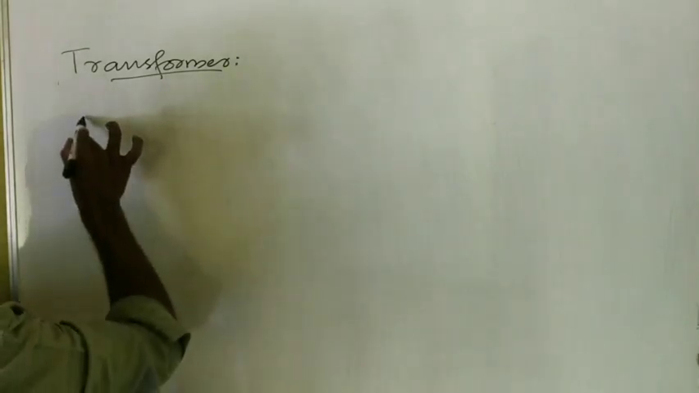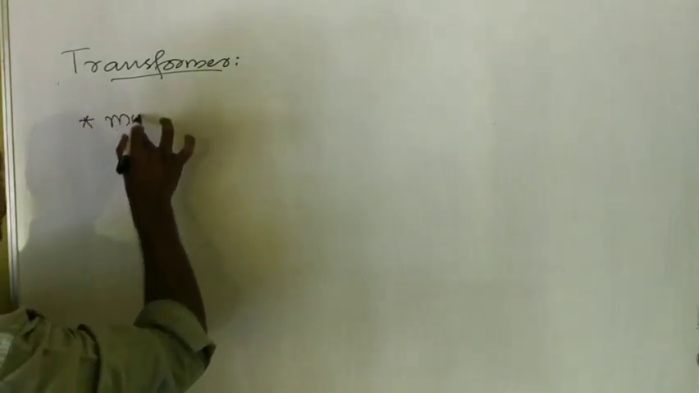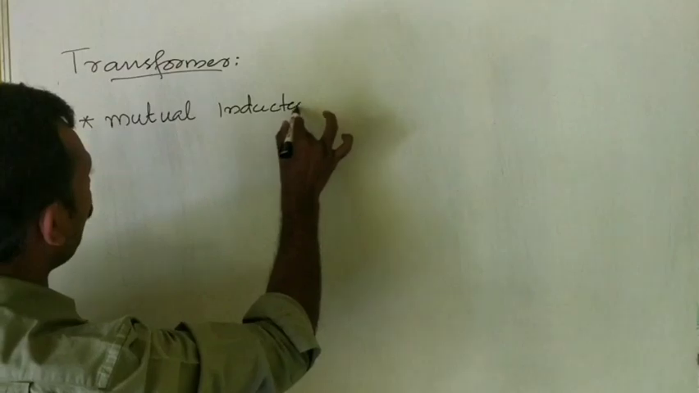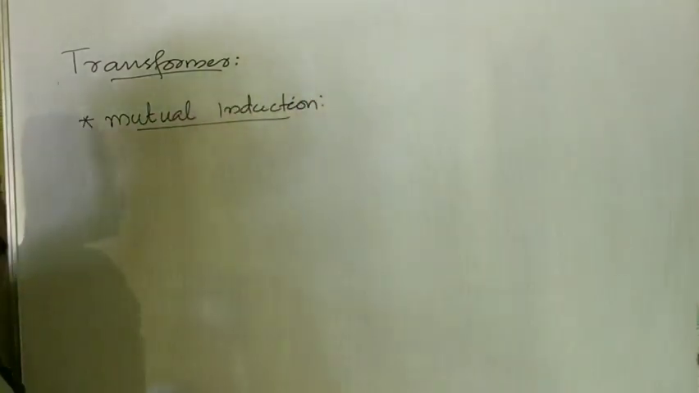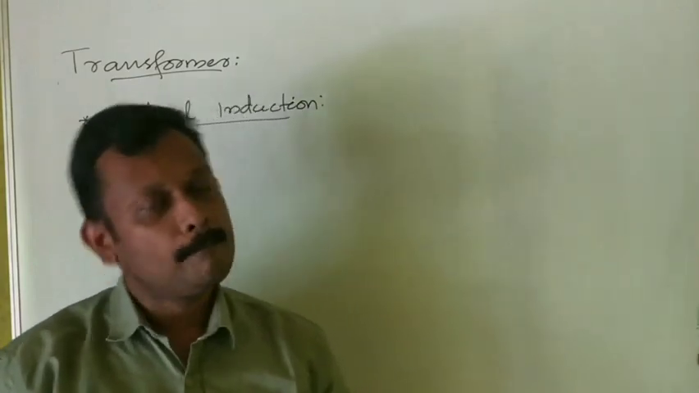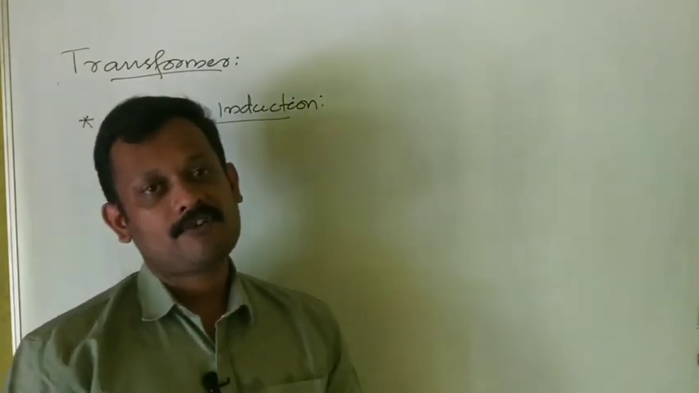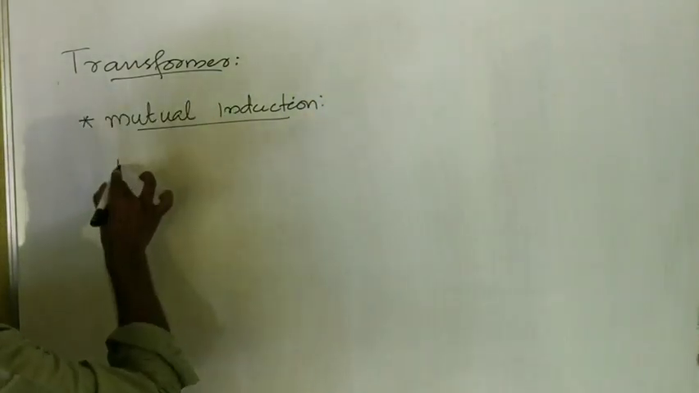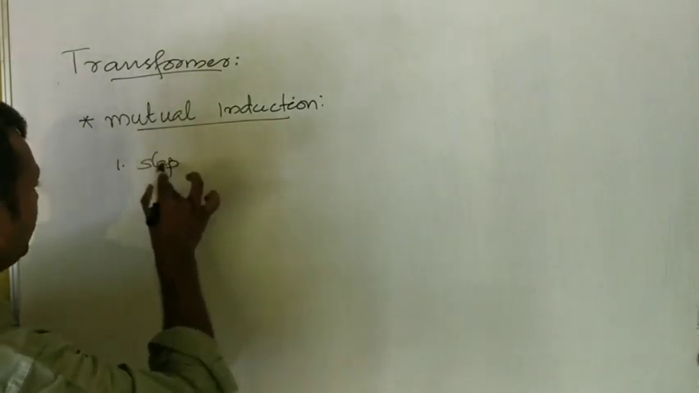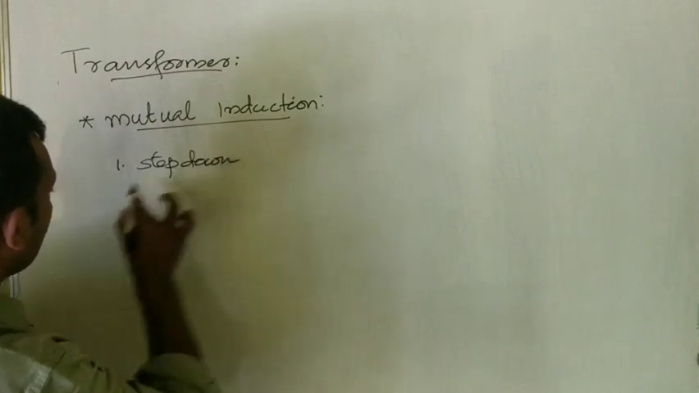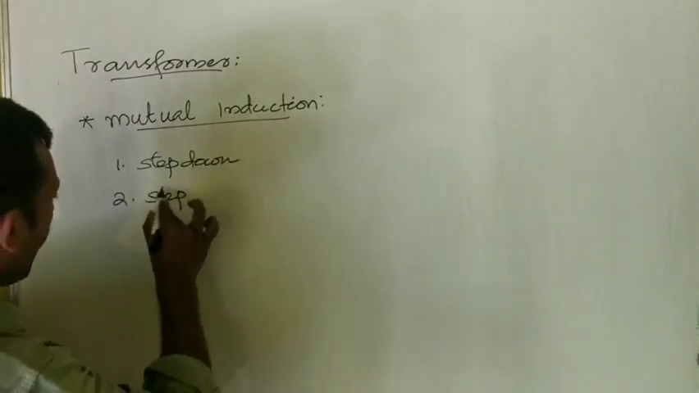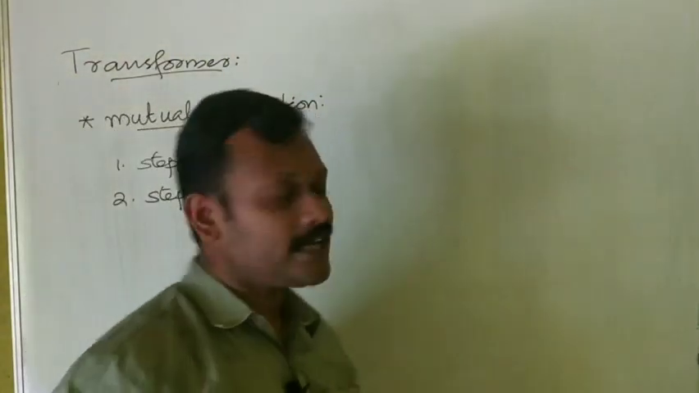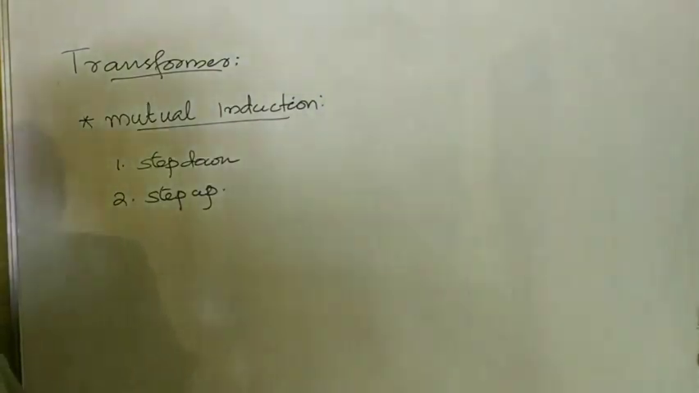A transformer is a device which works on the principle of mutual induction. Basically, there are two types of transformers. The first one is the step down transformer. The second type of transformer is called a step up transformer.